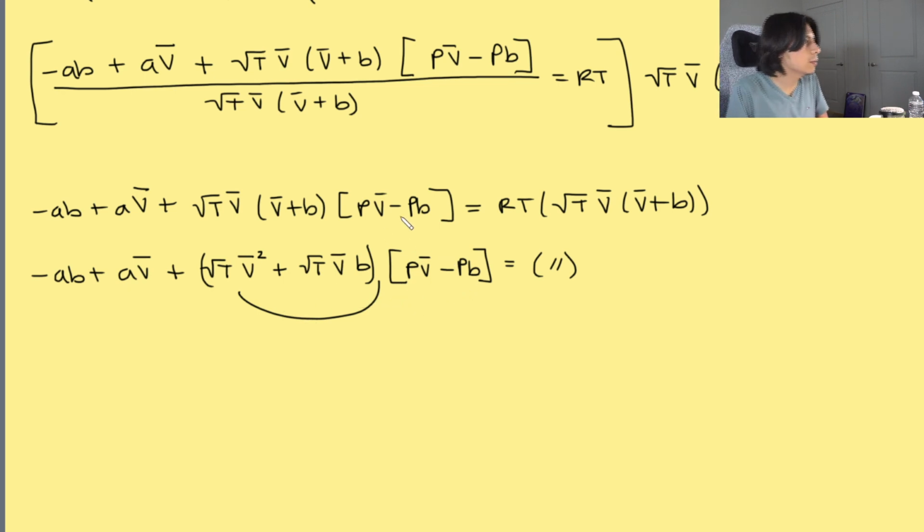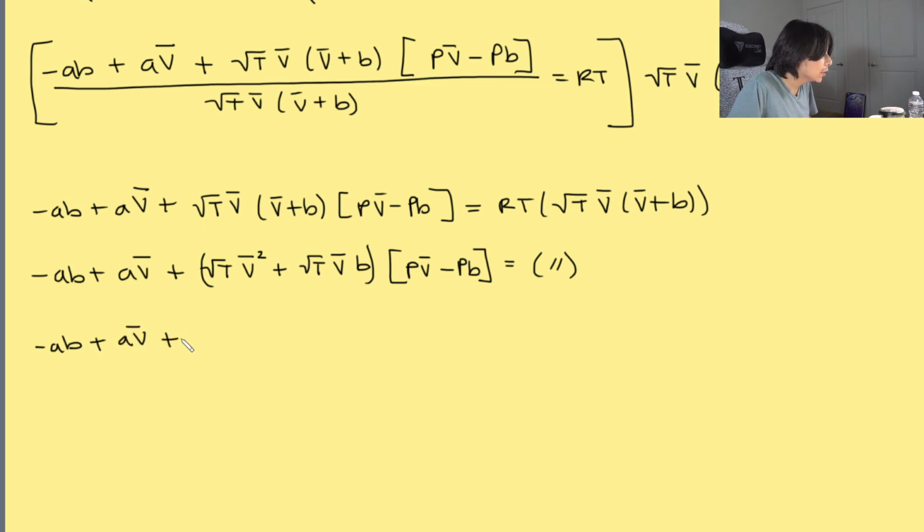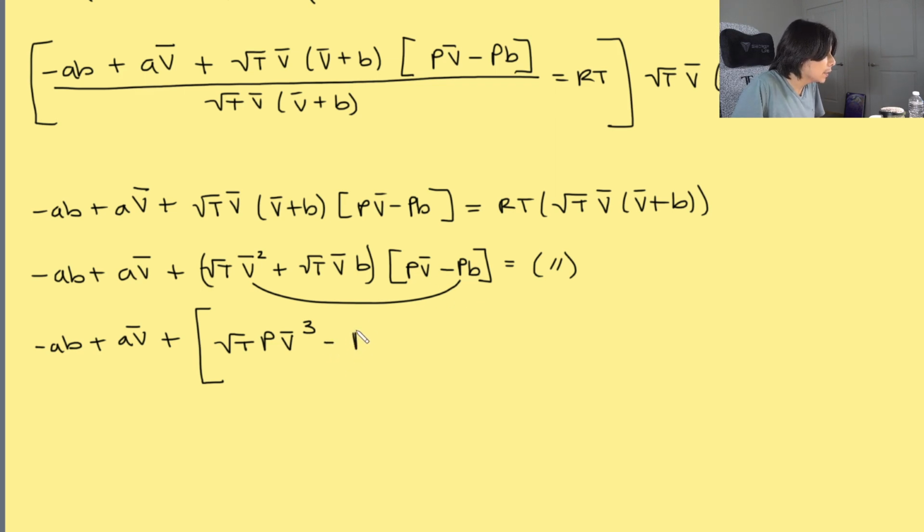So basic algebra right here, but just with, I guess, more complicated terms than what we're used to in algebra 1. So negative AB plus AB bar. So here, I'm just going to draw a big bracket so I know that it has to do with these two terms being multiplied. So I'm going to say square root of t p v bar cubed. That's like this one here. And then I'm going to do plus that. And since there's a minus, then it has to be a minus. Minus pb square root of t v bar squared.